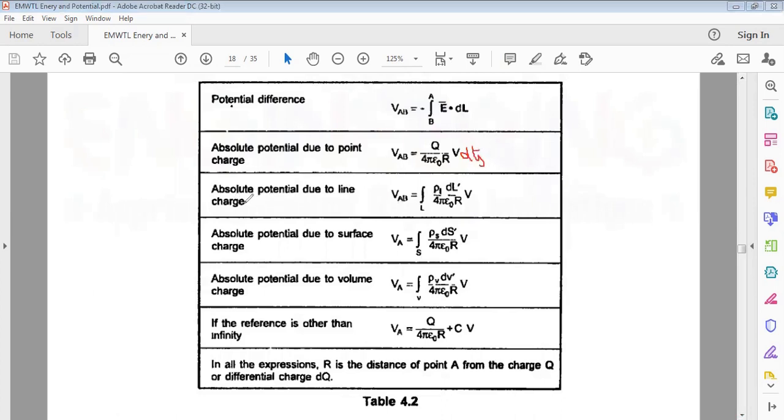Absolute potential due to the line charge: you derived this expression, V is equal to the line integral of rho L dL by 4 pi epsilon naught R. It is in volts. Absolute potential due to the surface charge: the surface integral of rho S dS by 4 pi epsilon naught R. It is also in volts.